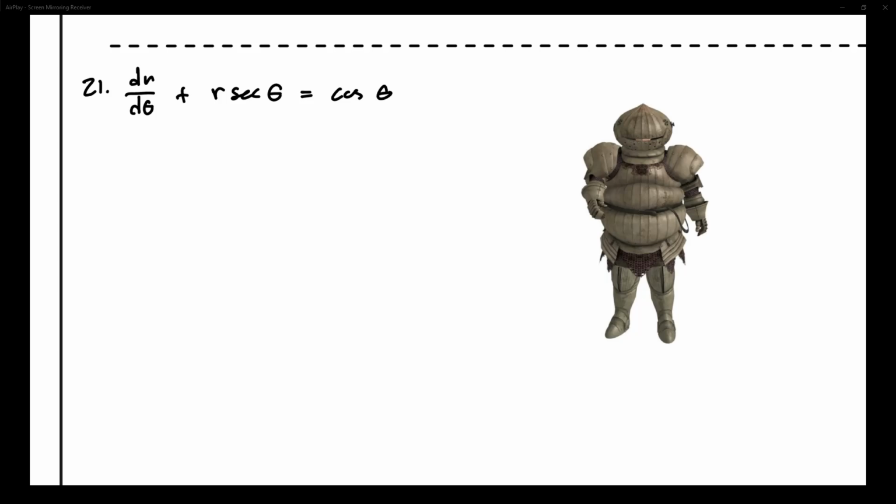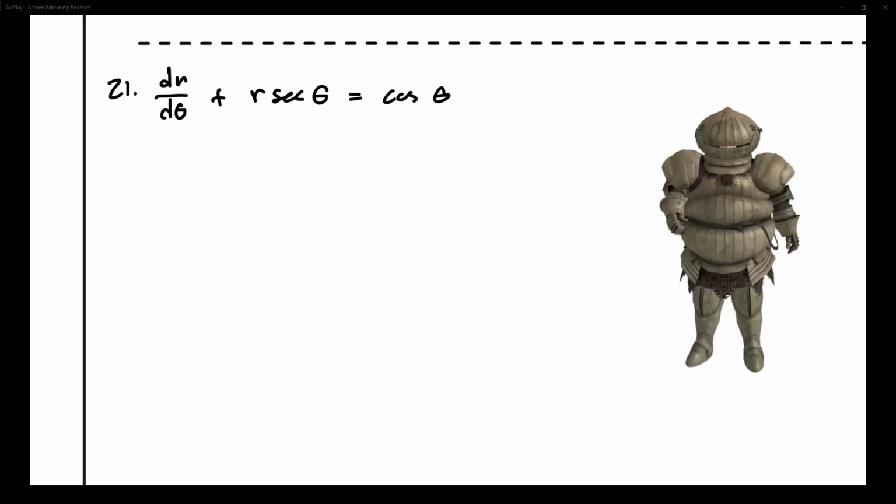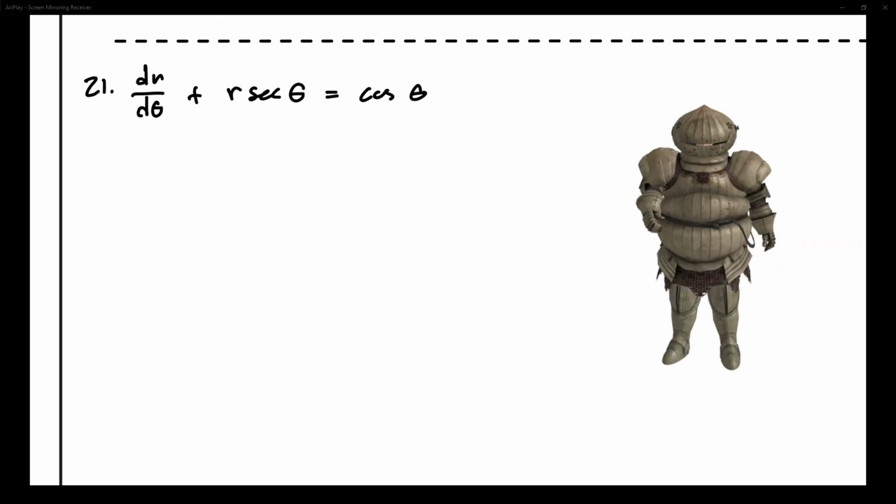Alright, so we have this differential equation: r' plus r secant theta equals cosine theta. When I look at this, I see that it's a first order differential equation and it's linear.